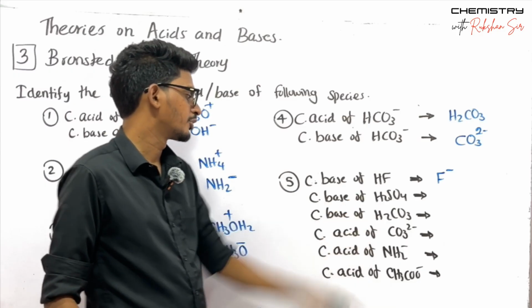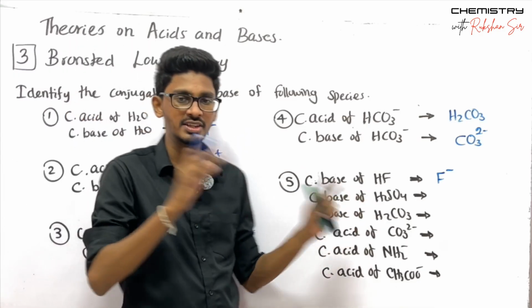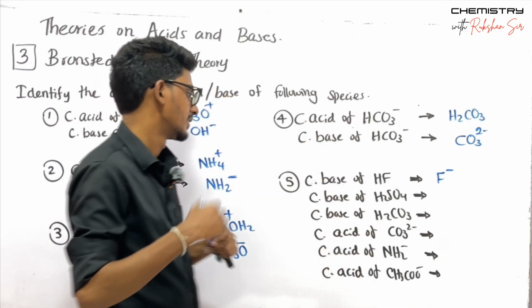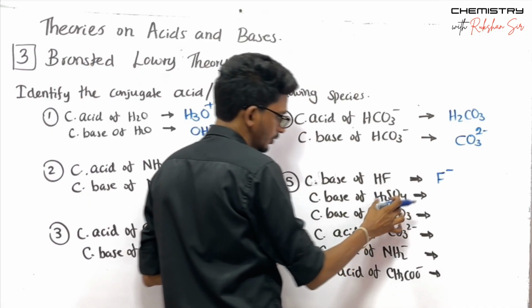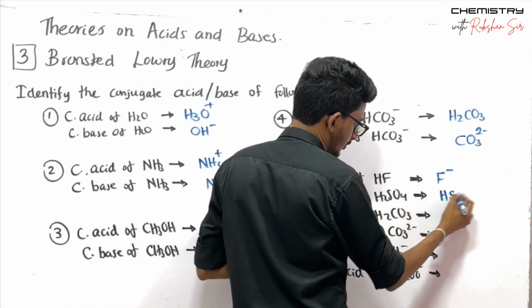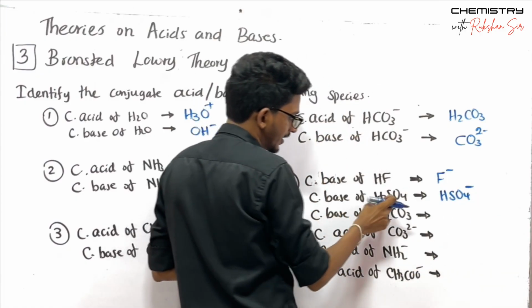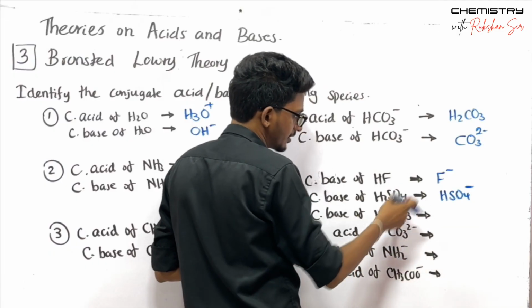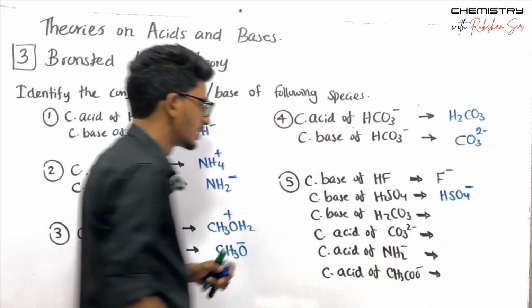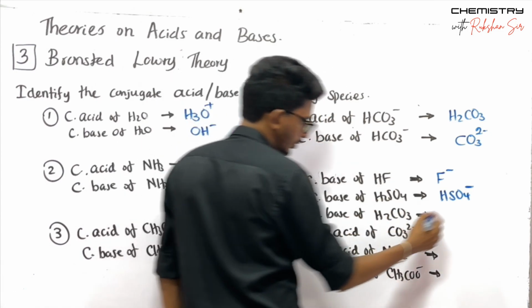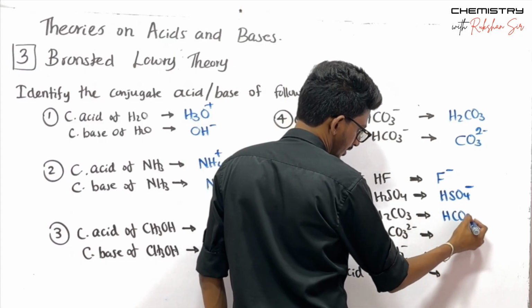Conjugate base of H2SO4. You write the species with fewer H pluses. So release some H plus from here, and that is going to be HSO4 minus. One H plus is released, so it is minus. For the base of this next one, release some H plus and write it, so that means HCO3 minus.